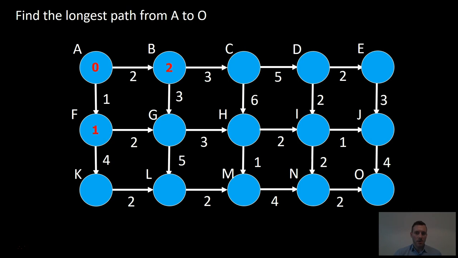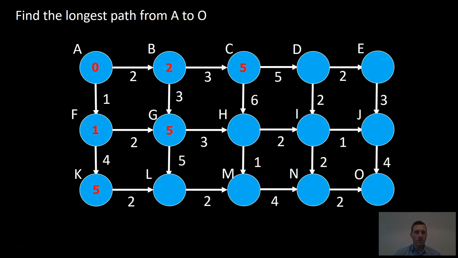Now find unlabeled nodes that are only accessible from nodes that are already labeled. We'll start with C. This can only be accessed from B, so we add 3 to 2, and we get 5 for C. The next one is G. This is accessible from B and F. If we traveled through B, we'd get 5. If we traveled through F, we'd get 3. So we label it with 5, which is the maximum length. Now we move to K. This can only be accessed from F, so we add 4 to 1, and we get 5 for K.